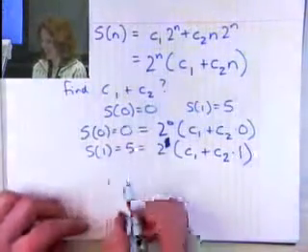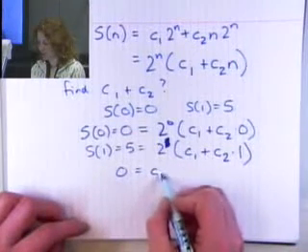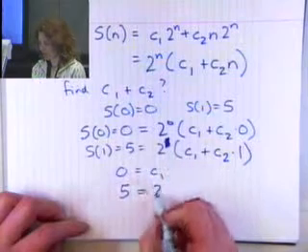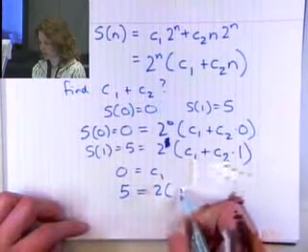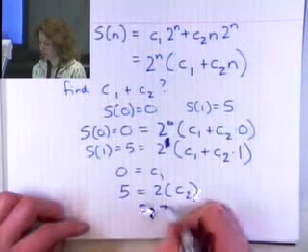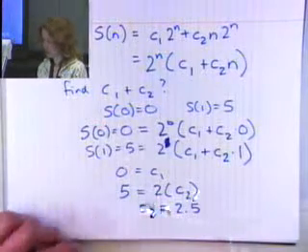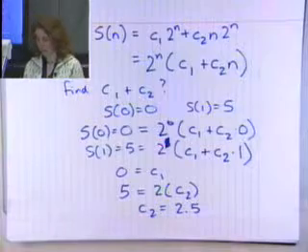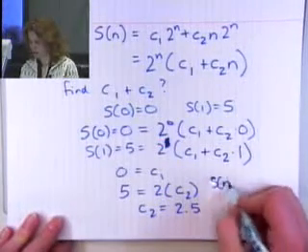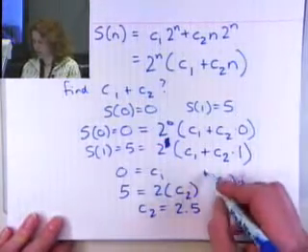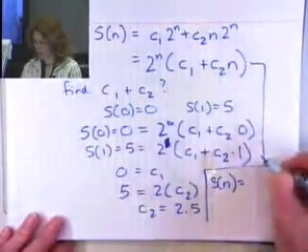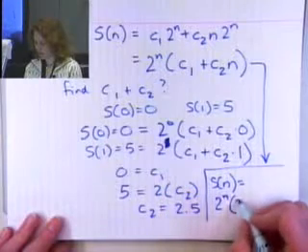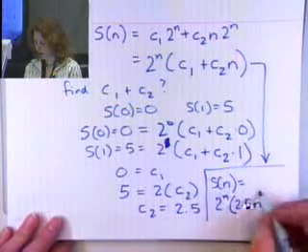Okay, so 0 equals C1, and 5 equals 2 times C1, which was 0, so this is just C2. So C2 is equal to 2.5. C1 was 0, so in my formula I'm just plugging in right here. So S of n is equal to 2 to the n times 2.5 times n.